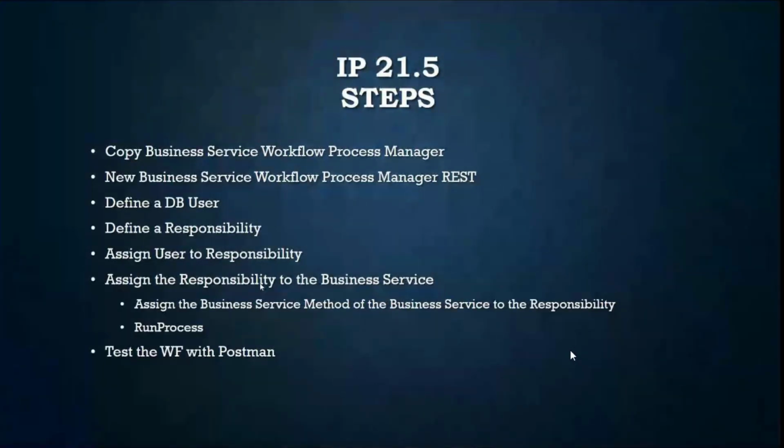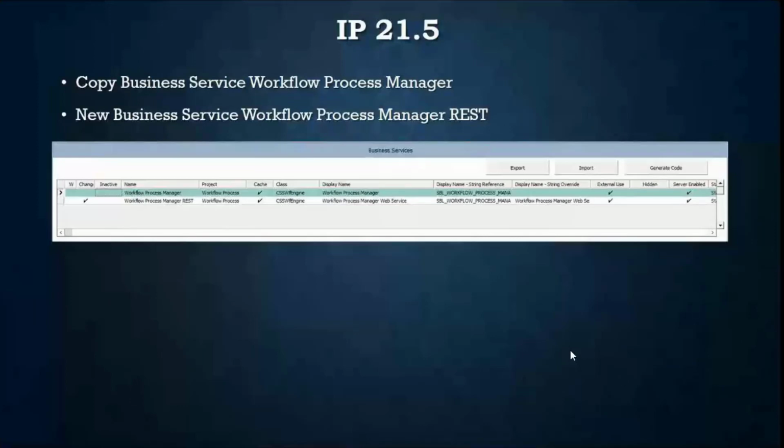You need to define a responsibility, assign a user to the responsibility, then assign the responsibility to the business service, and then assign the business service method to the service of the responsibility. In this case, it was run process. Then we tested the workflow with Postman, and that worked really well. This is basically the business service I cloned over. It's a standard business service, which was pretty cool. Actually, I think Oracle has put out a KB on how to do this now also.